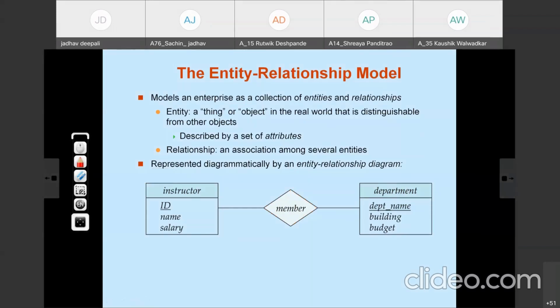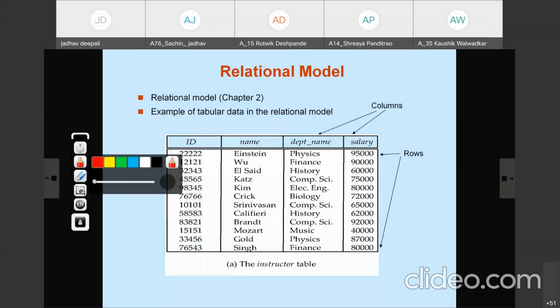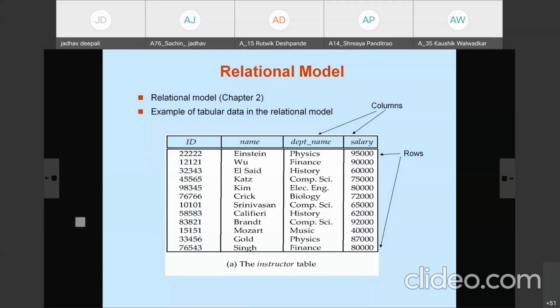Now the definition of the relational model. As I told you, the relational model is nothing but a collection of tables. This is an example of one table shown here. It is the instructor table, student table, course table, department table, etc. It is a collection of tables. Each table has a unique name.